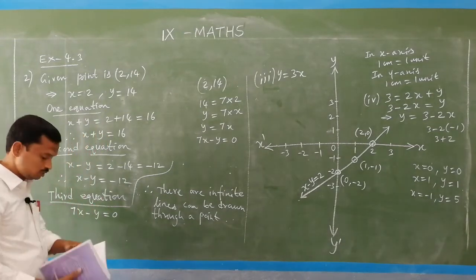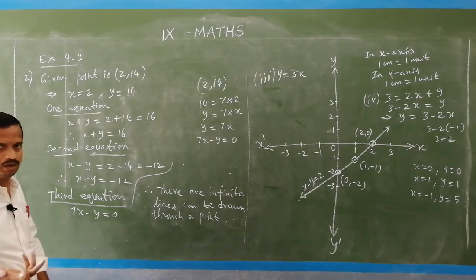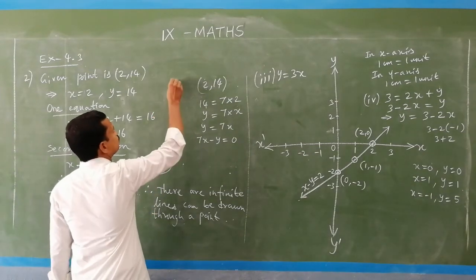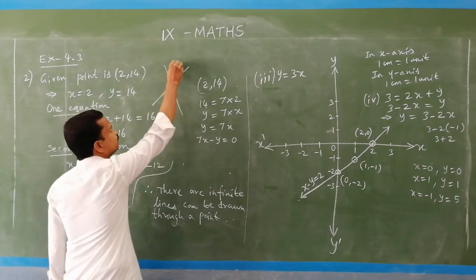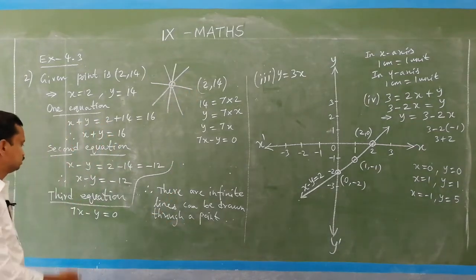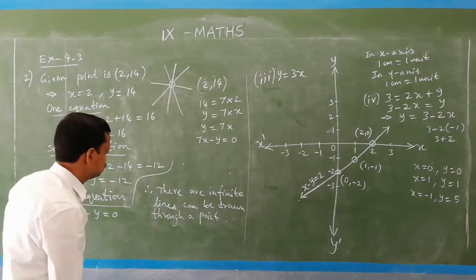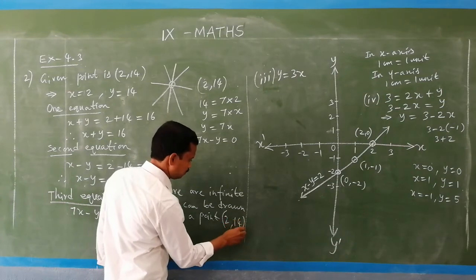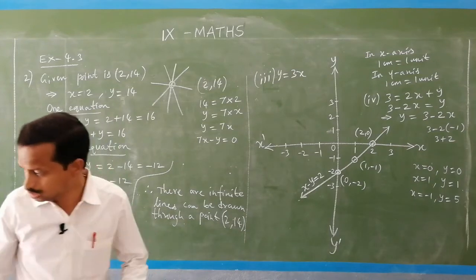Their question is how many more such lines are there? There are infinite lines, because you know through a point you can draw infinite lines, right. So the answer is there are infinite lines that can be drawn through a point. This point means you can write 2 comma 14, that is all. And next, question number 3.